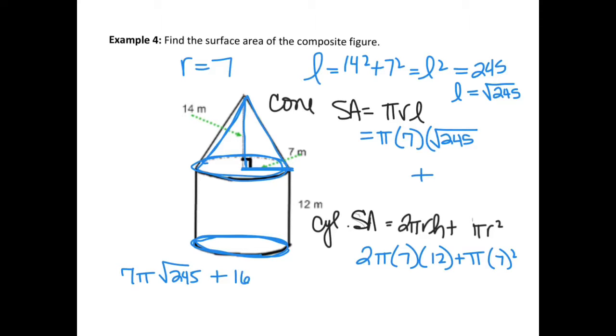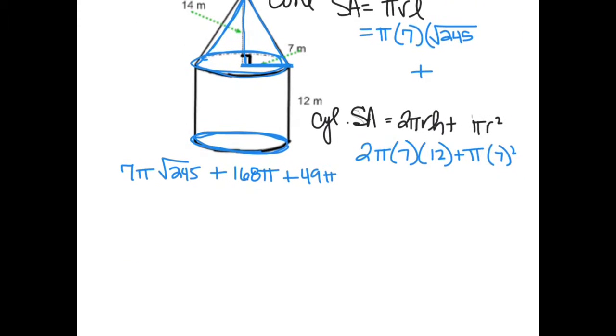equals 168 pi plus 49 pi. So 168 plus 49, so I have 217 pi, and the square root of 245, I'm just going to leave this as 7 pi root 245.